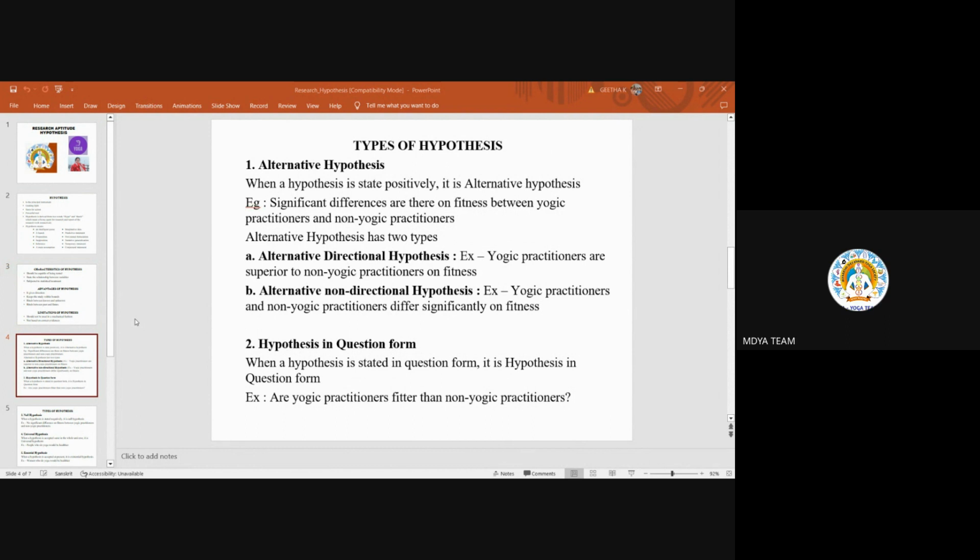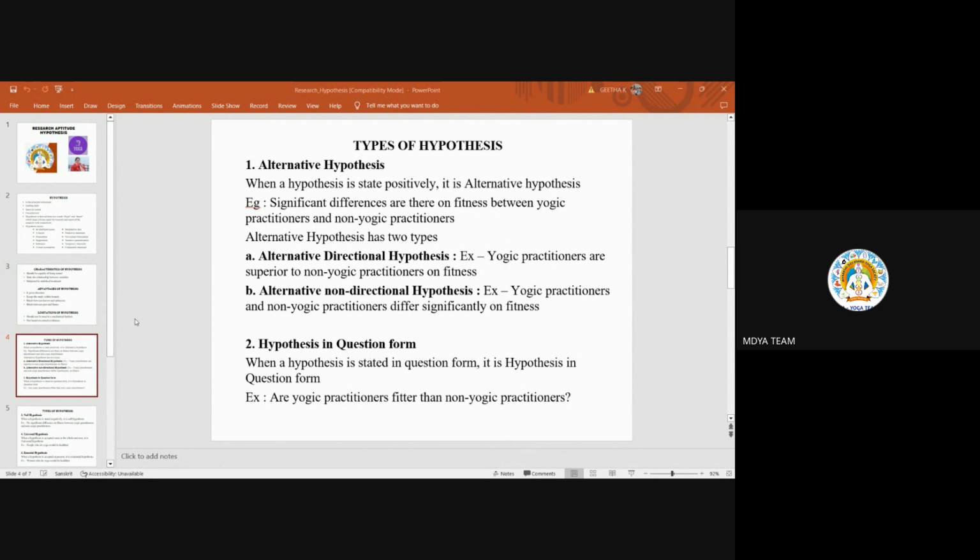So the first category is alternative hypothesis. It's a normal English word, alternative hypothesis. For example, significant differences are there on fitness between yogic practitioners and non-yogic practitioners. Here they compare the persons who are practicing yoga and who are not practicing yoga. Naturally, the person who is practicing yoga will have fitness, and who is not practicing yoga will not have it. So this is the alternative they are giving. If you do this, the result will be this; if you don't do this, the result will be that. So this is called an alternative hypothesis.